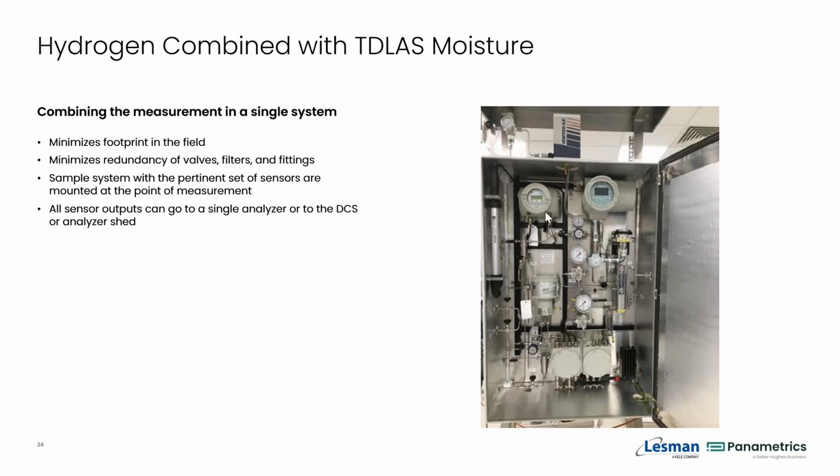Again, being able to combine measurements into a single cabinet offers you a lot of cost savings. Otherwise, you'd have to have a sample system for your binary gas analyzer and a separate sample system for your moisture content. By combining the measurements into one box, it makes it infinitely easier and saves you a lot of space.